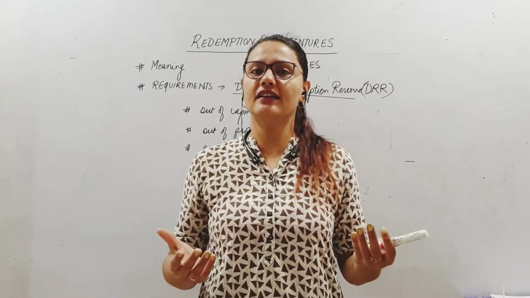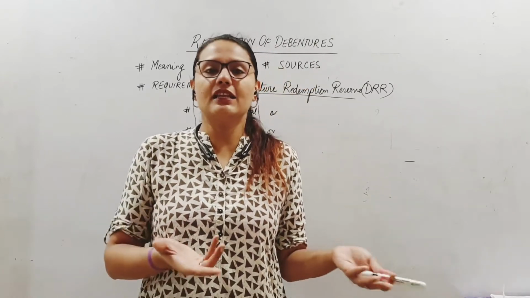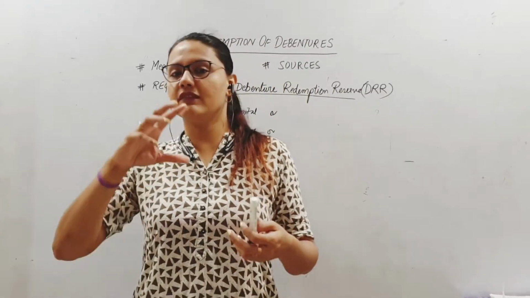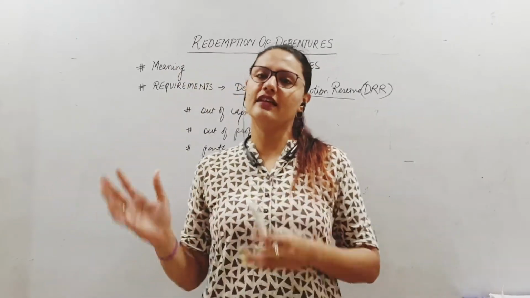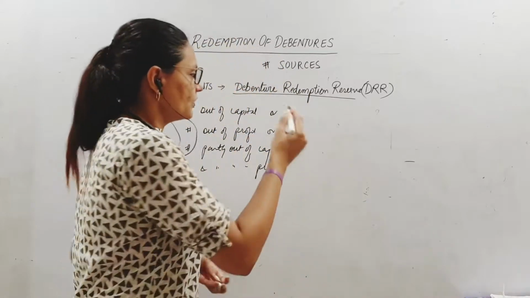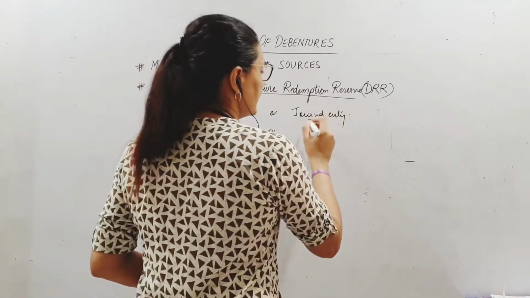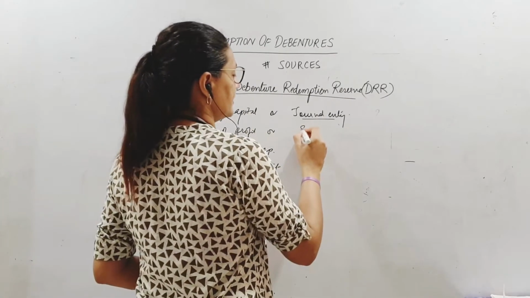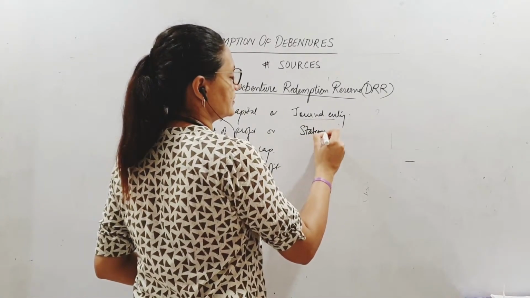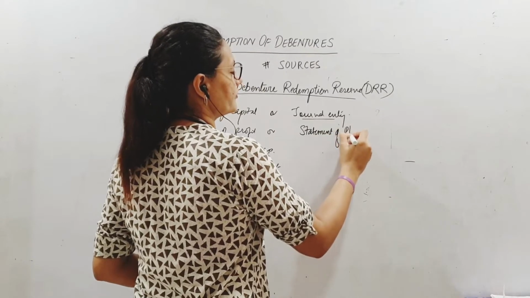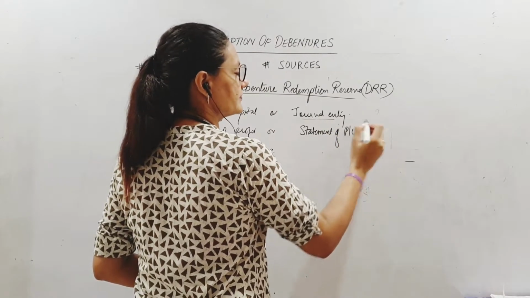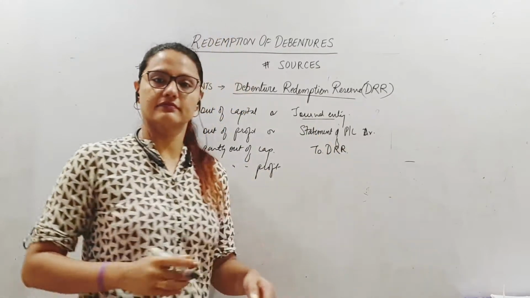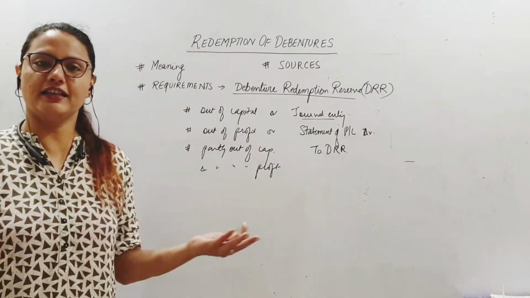But how do we create a DRR? जैसे कोई भी दूसरा रिजर्व क्रिएट करते हैं out of profits, meaning we debit the statement of profit and loss and we credit the reserve. So what will be the journal entry for this? For creating DRR, statement of P&L debit to debenture redemption reserve. Bas, DRR created, right?